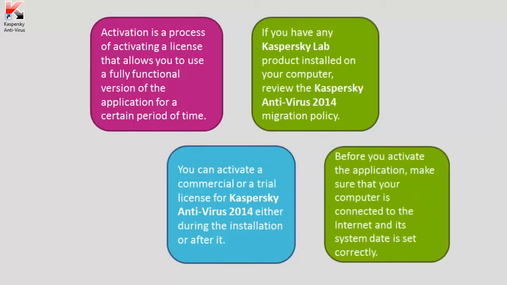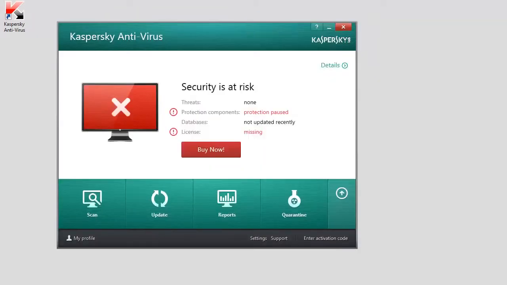Before you activate the application, make sure that your computer is connected to the Internet and its system date is set correctly. To activate a commercial license after the installation, in the main window of Kaspersky Antivirus, click the licensing link if the trial license has been already activated, or the Enter Activation Code link if the application has not been activated yet. In the licensing window, click the Activate Application button.